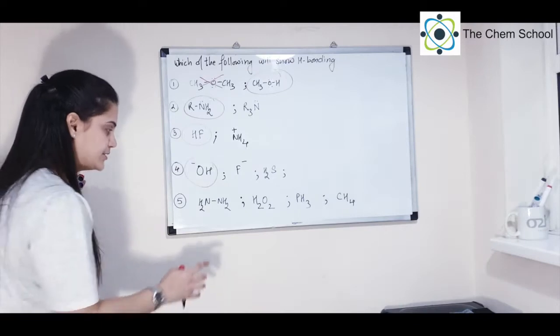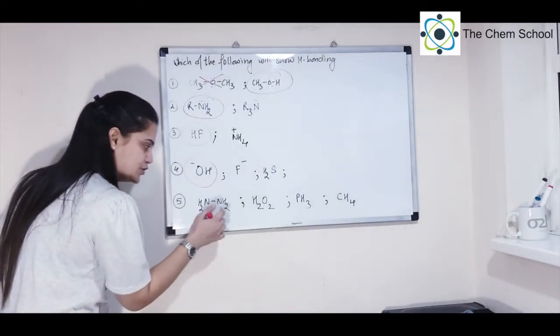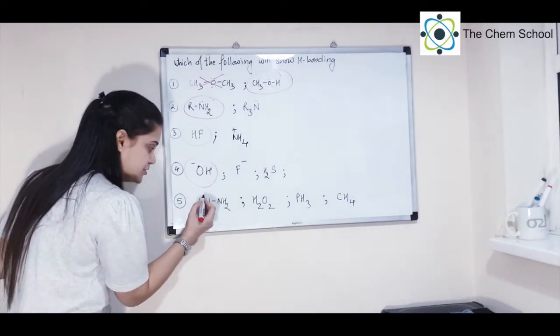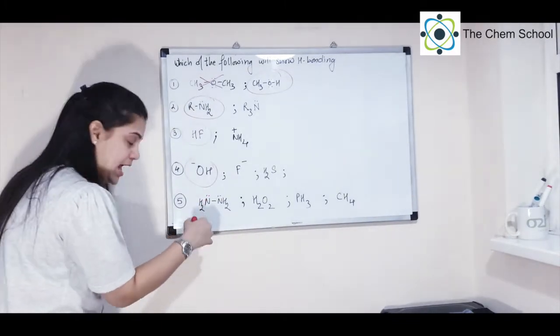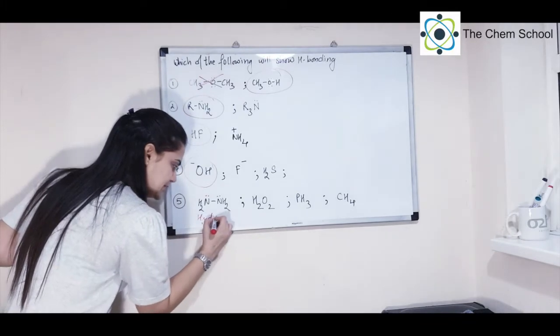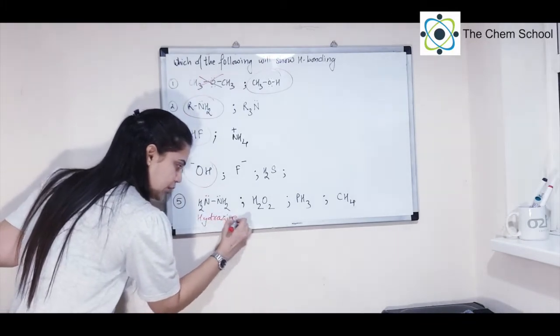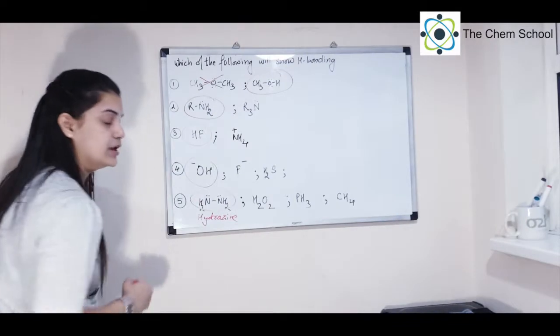Next, hydrazine. So NH2, NH2. When there is no charge mentioned over here, you should remember that they have lone pair. So this is hydrazine. I'll just write down the name. This is hydrazine, okay? And this will show hydrogen bonding.